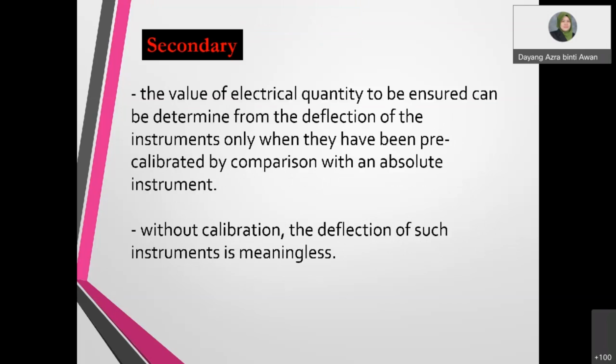For the secondary instrument, this device needs to have a calibration. If you don't do calibration, your result is not correct. This is normally for equipment, for example, the spectrum network analyzer, the biggest tool that you need to calibrate first, the oscilloscope, and so on. Without calibration, the deflection of such an instrument is meaningless. It means your result is not right if you don't do calibration.